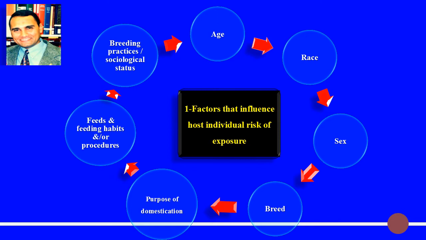Breeding practices and social status, with their economic involvement in the breeding purpose or economic status, and the socio level of education and life of the persons, control the occurrence of certain diseases.